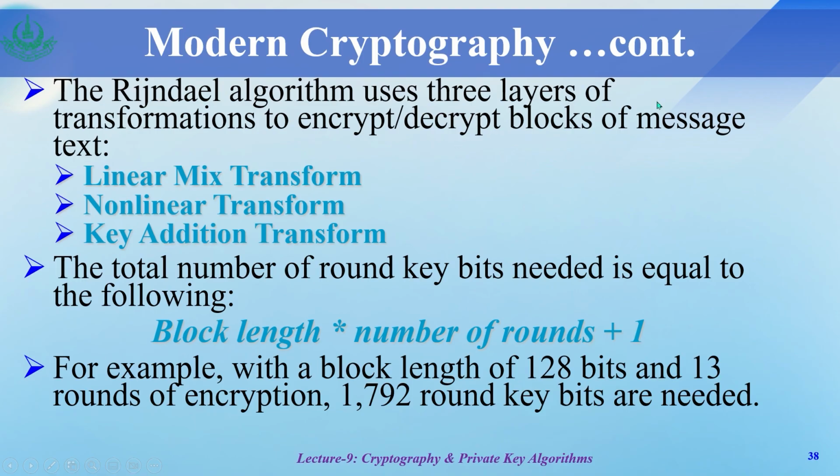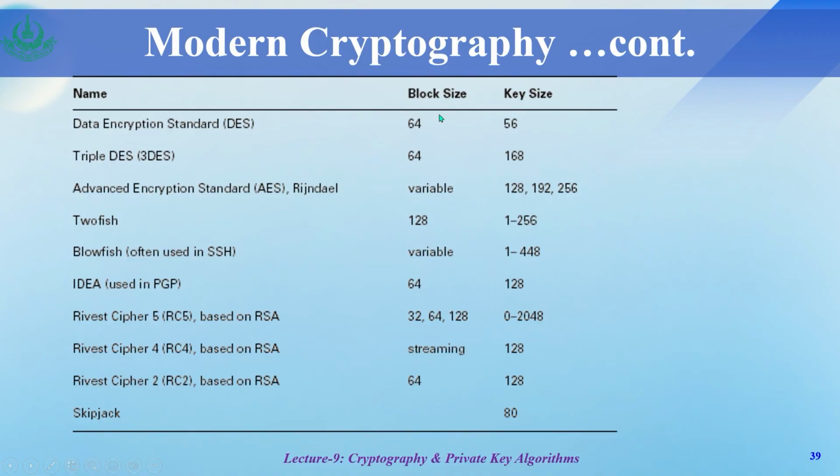The Rijndael algorithm uses 3 layers of transformation to encrypt blocks of message: a linear mix transform, a nonlinear transform, and a key addition transform. The total number of round key bits needed is equal to the block length multiplied by the number of rounds plus 1. For example, with a block length of 128 bits and 13 rounds of encryption, 1792 round key bits are needed. Modern cryptographic algorithms include these, and our lecture has the list with their block sizes and key sizes as well.